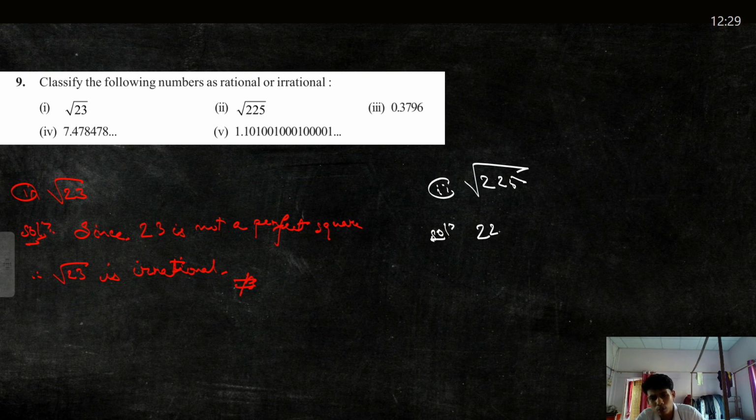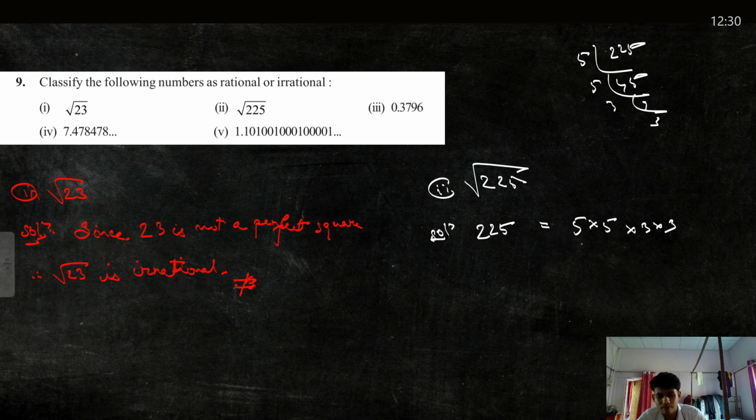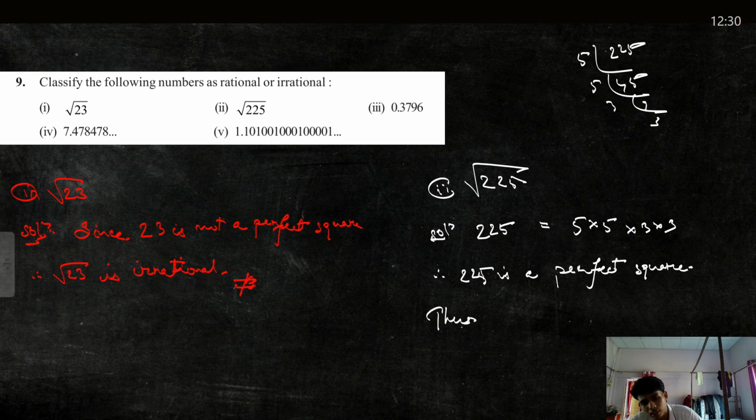Solution. 225 can be written as 5 times 5 times 3 times 3. Therefore, 225 is a perfect square. Thus, under root of 225 is rational.